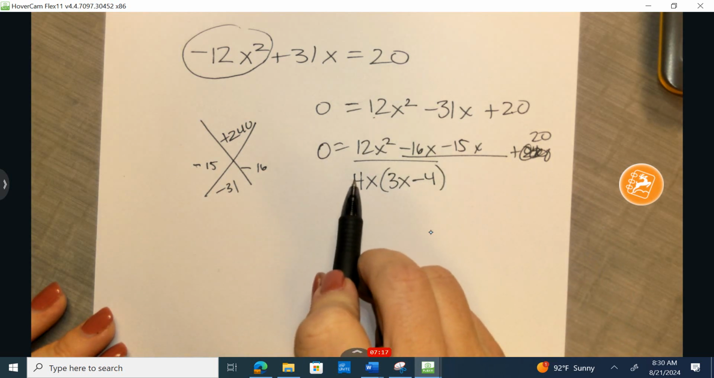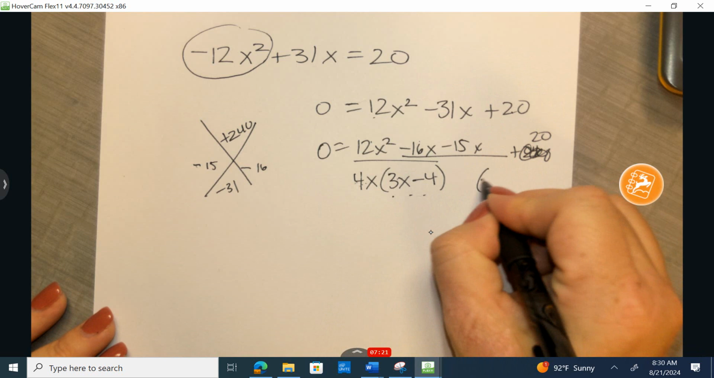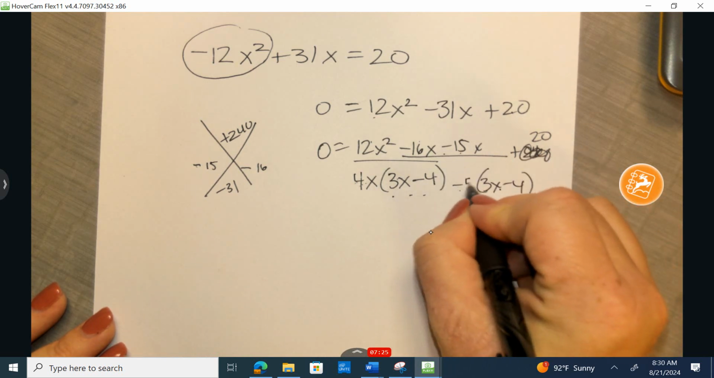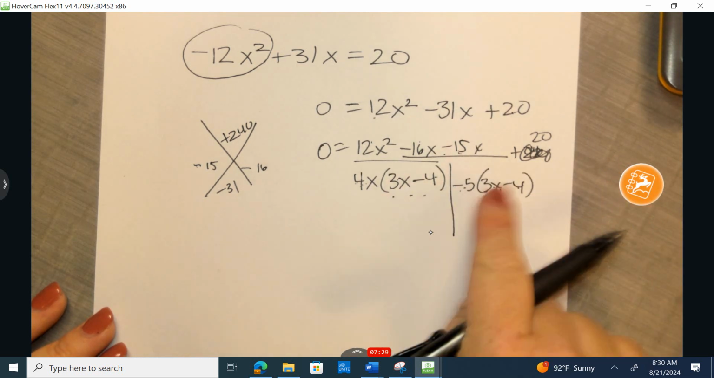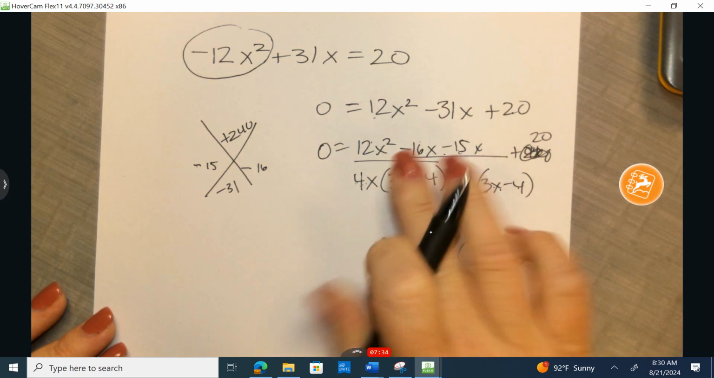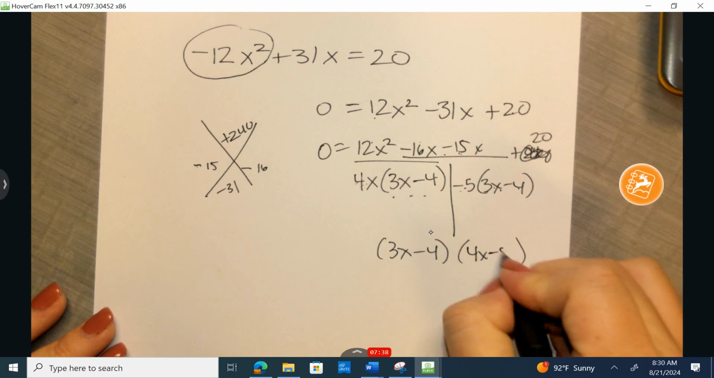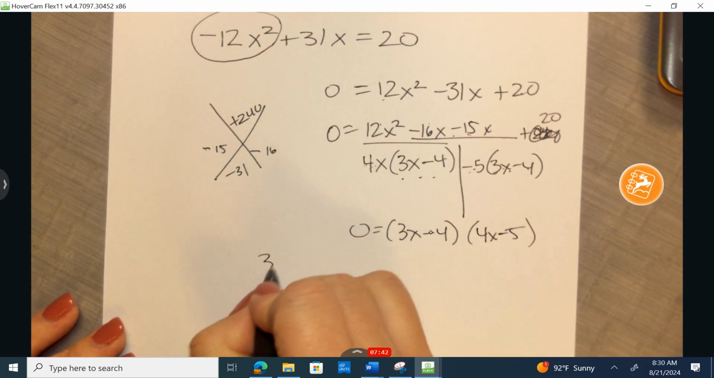Let's make sure I didn't make any mistakes. 12x squared minus 16x. I'm going to rewrite this. What times 3x gives me a negative 15x, a negative 5? Multiplies and multiplies. Now we have a front and a back. They both contain 3x minus 4. And the front half, in front of the first parentheses, is 4x. In front of the second parentheses is a minus 5. I'm going to set each one of these factors equal to 0, and I'm going to solve.